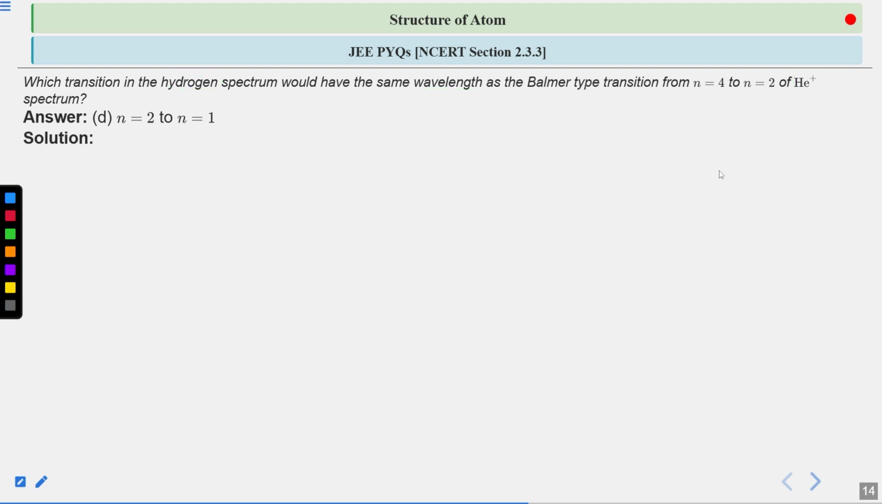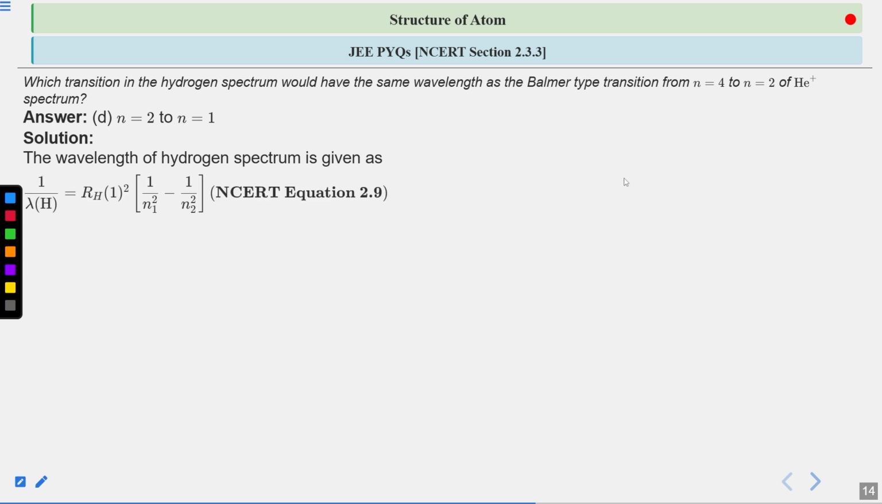How will we solve it? For that, let us first write the formula used to calculate the wavelength of the hydrogen spectrum. It is given by 1 by lambda. So we are taking it for hydrogen, so we'll take Z square as 1 square, times RH, times 1 by n1 square minus 1 by n2 square. Remember, n1 is the smaller value and n2 will be the larger value.